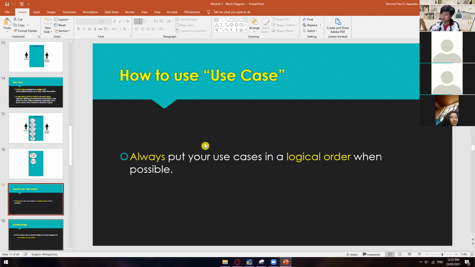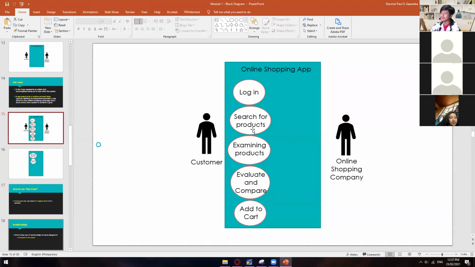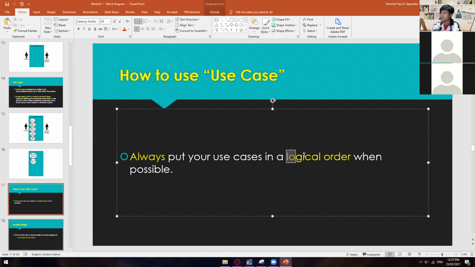Okay. So how to use case? Just always put your use cases in logical order. This is very important. Okay. So yeah, you can put the functions, the actions randomly, but if possible, start with the very basic, wherein what you really need to do in using this application. So in here, of course, you need to log in first, search, and then examine, etc., etc. So it should always be in a logical order. Okay, so this is very important.